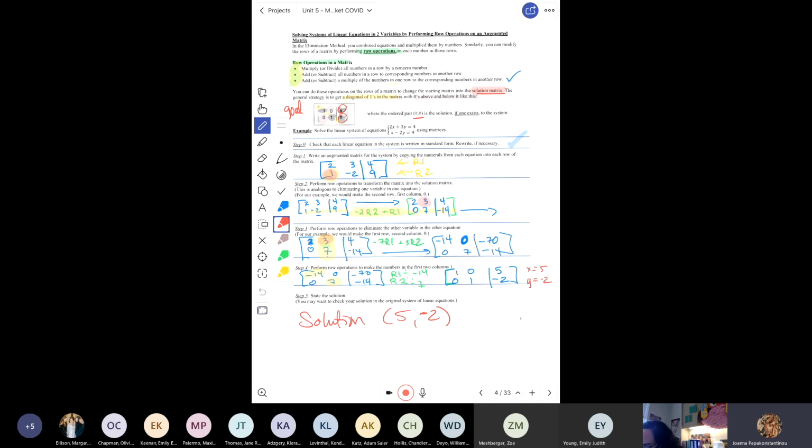So how would I classify this system? It's from the last quest. Consistent, independent, because a unique solution exists.